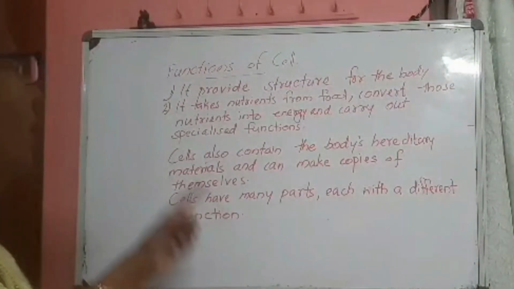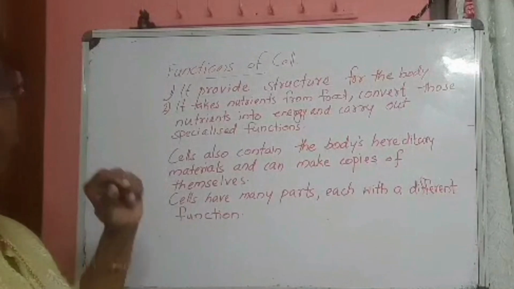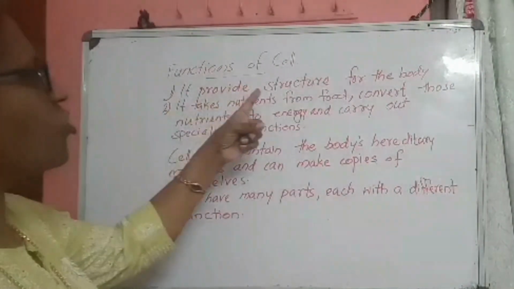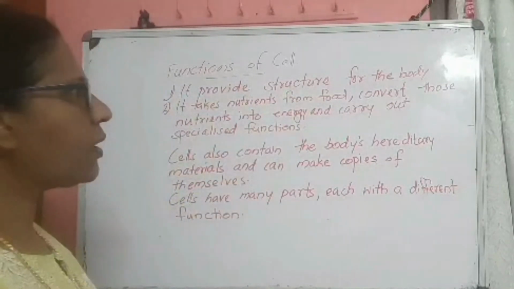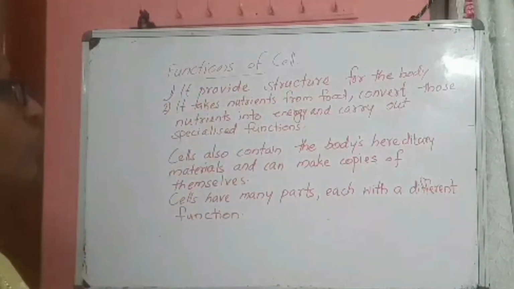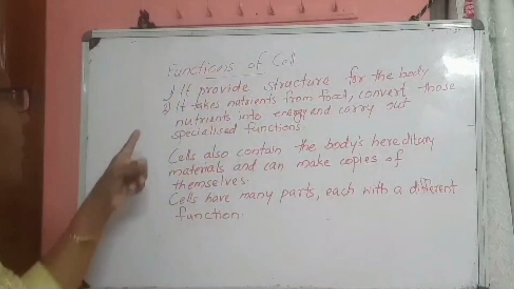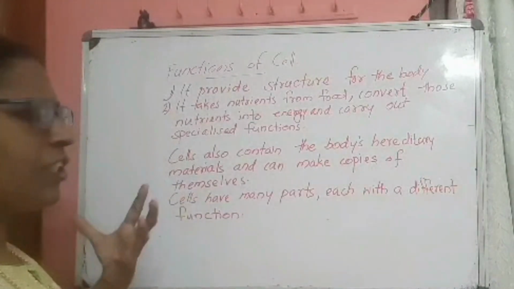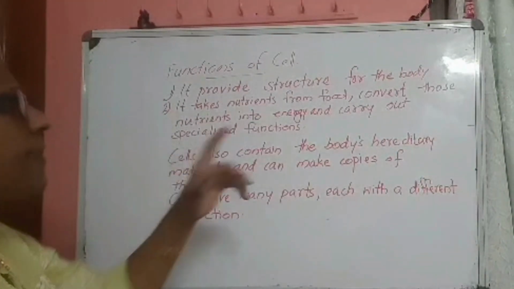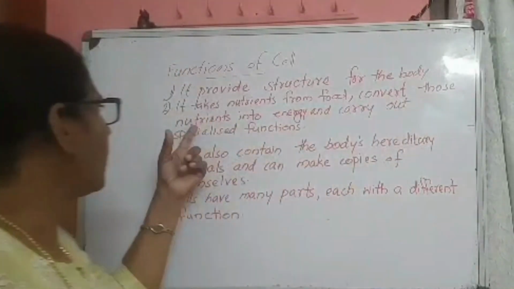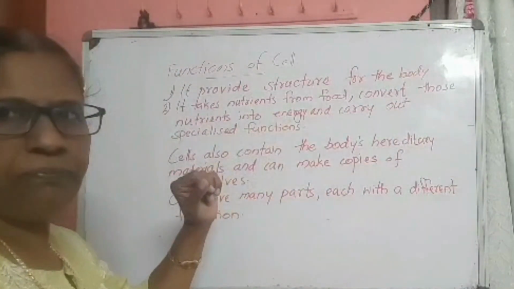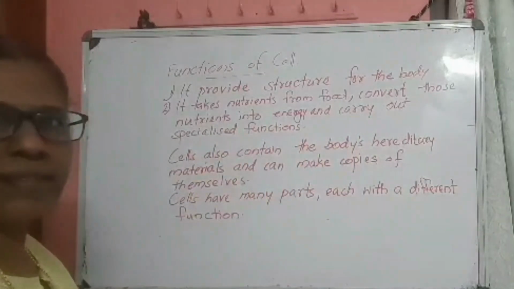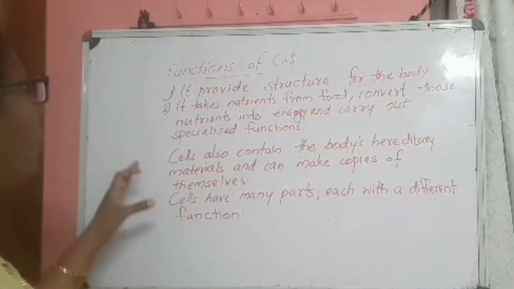Now let's see what the functions of cells are. Cells provide structure for the body. Next, it takes nutrients from the food which we eat, and then it converts those nutrients into energy. Then it carries out specialized functions. That is what the functions of cells are.